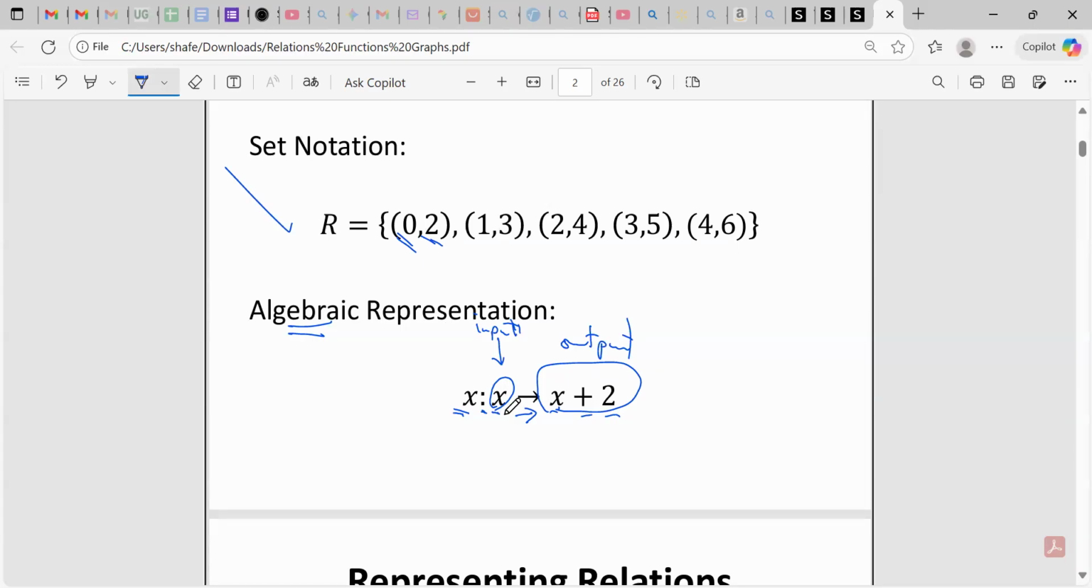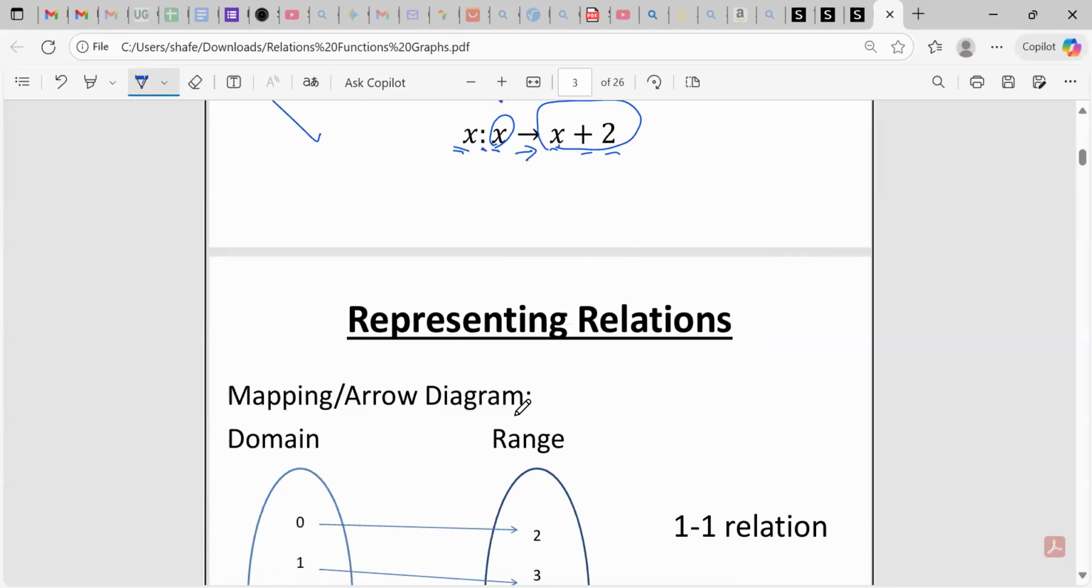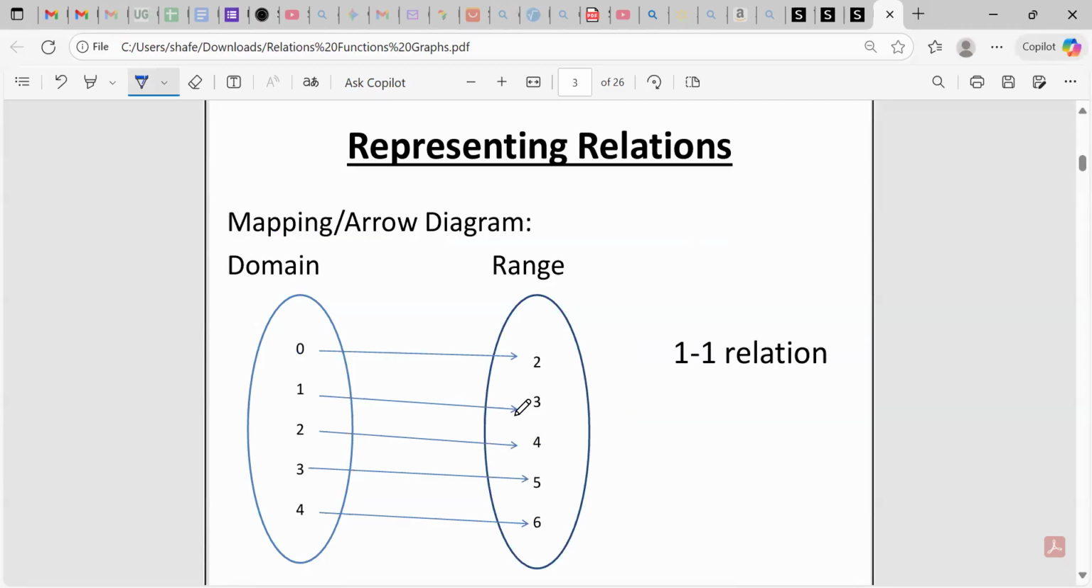So we got set notation. Now we have an algebraic representation involving x, where you can define what the input is and what the output is. For those who go on to study computer science, this kind of thing will show up again and be very, very useful to you. For other people, they hardly make use of this kind of thing.